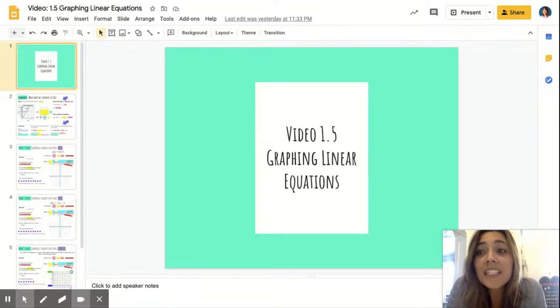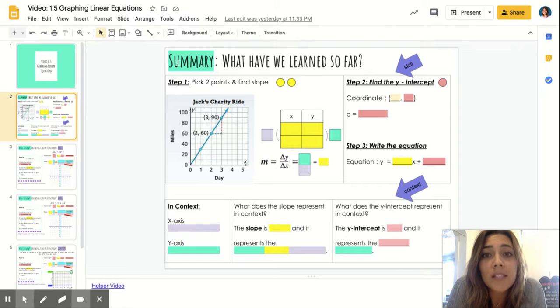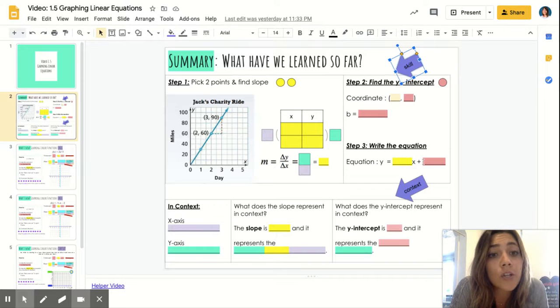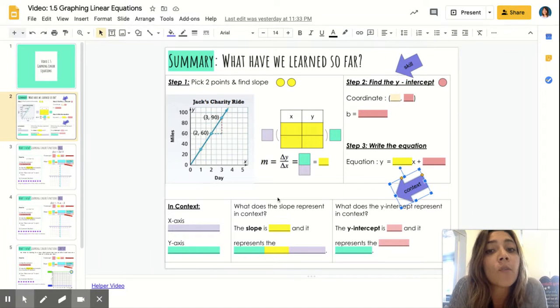So this video is on 1.5, graphing linear equations. Before we get to graphing, let's summarize what we have learned so far. So far we've learned two things. We've learned the skill of writing a linear equation and the context of what those things in the equation mean.